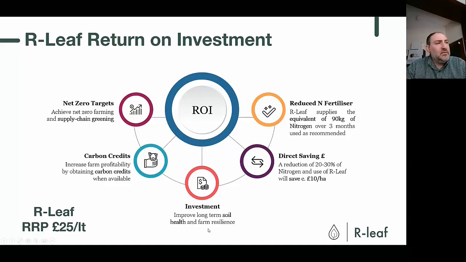The long-term investment is soil health. If the farmers do continue to reduce the nitrogen and be consistent, and I think this is where R-leaf is key, so that it provides that confidence to the farmer to actually reduce the nitrogen and not having the fear that they're going to lose yield.